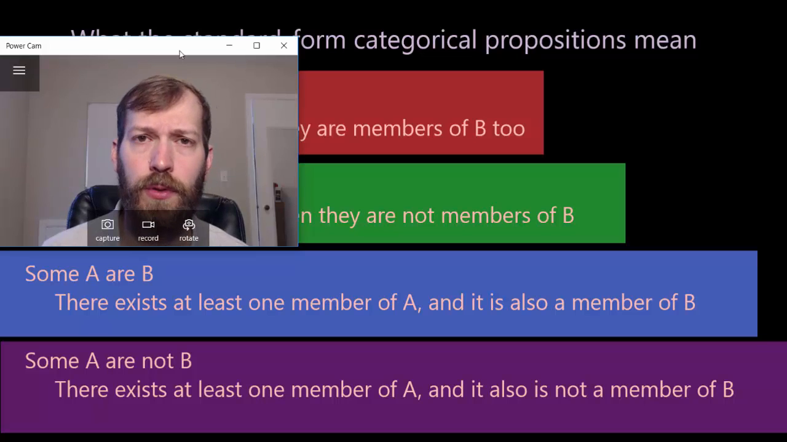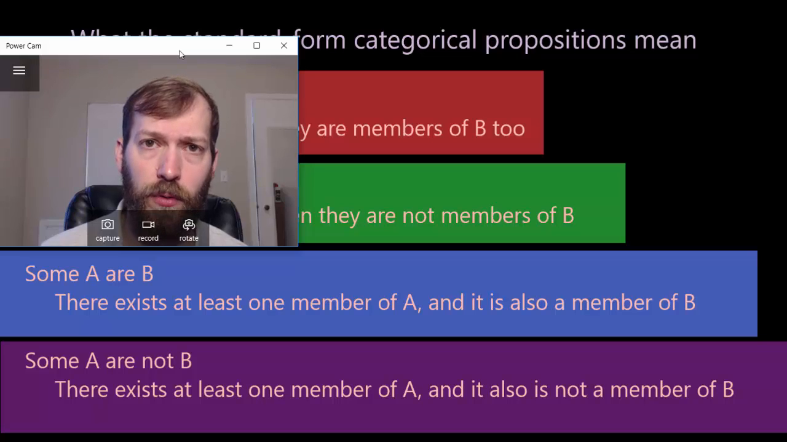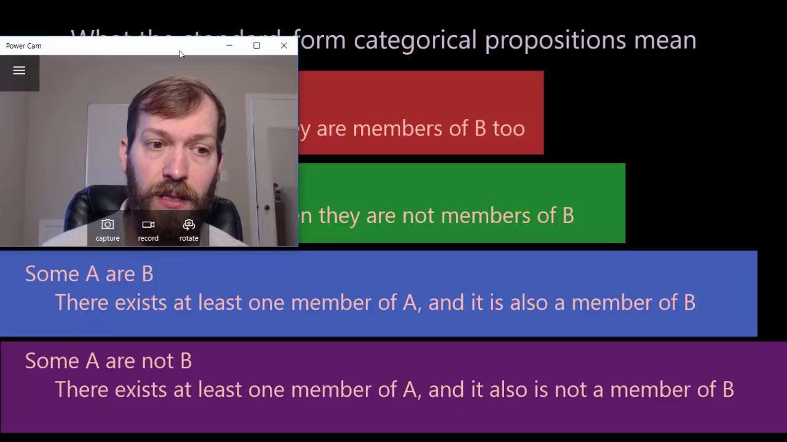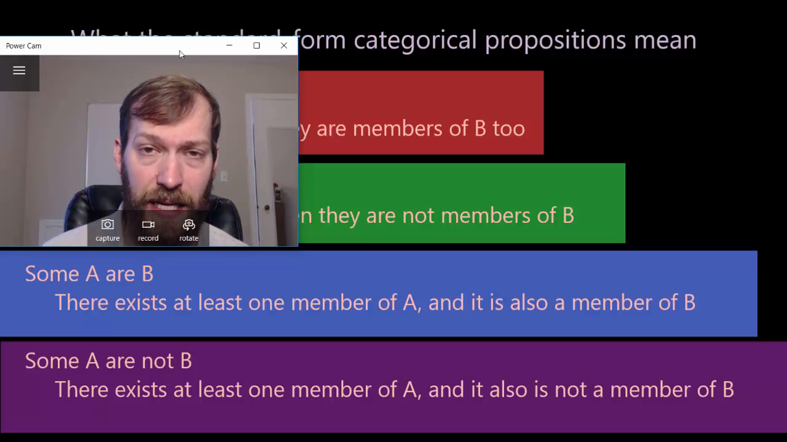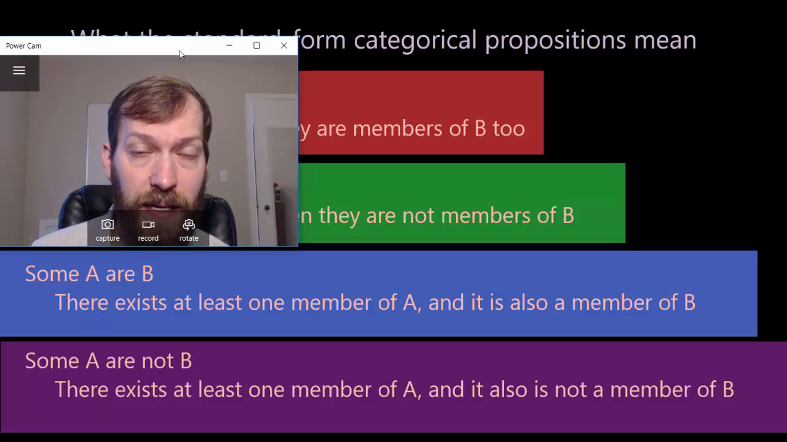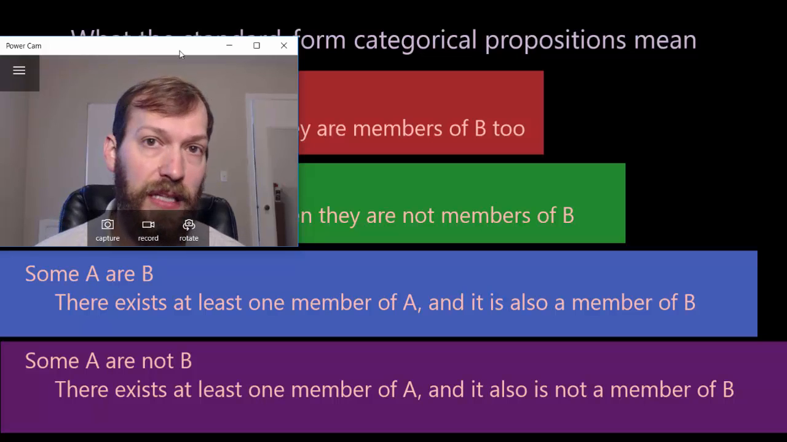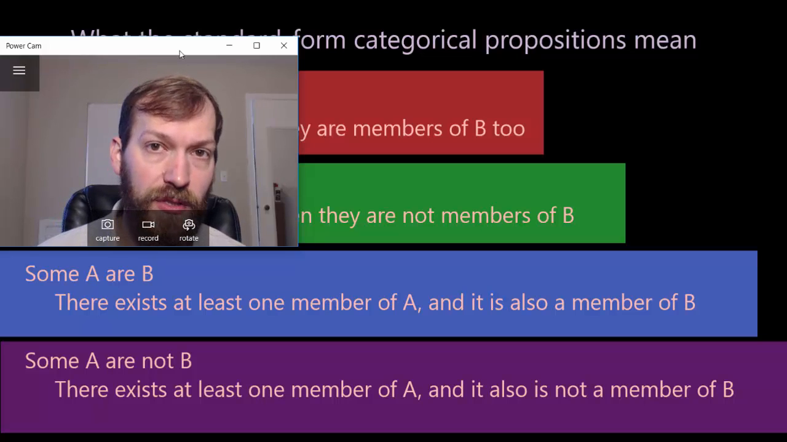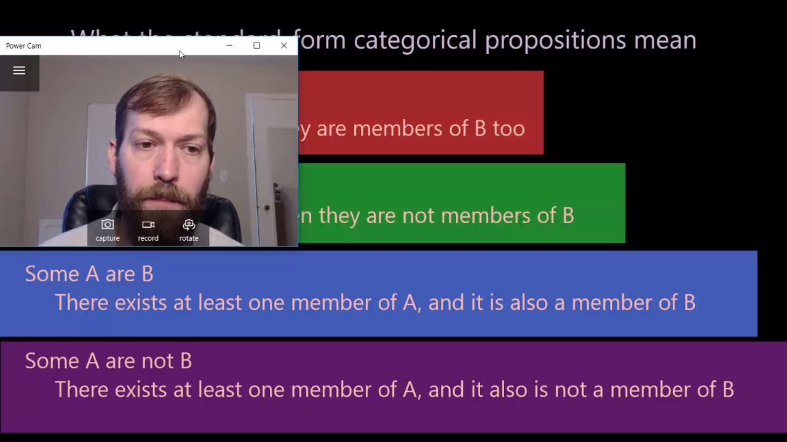Now, when we get to these two categorical propositions that begin with some, we are committing ourselves to the existence of something. So we say some A are B. That means we've committed ourselves to the existence of there being a member of A, and it's also a member of B. So there is an overlap between A and B, at the very least an overlap, and there is at least one member that belongs to both of those categories at the very same time.